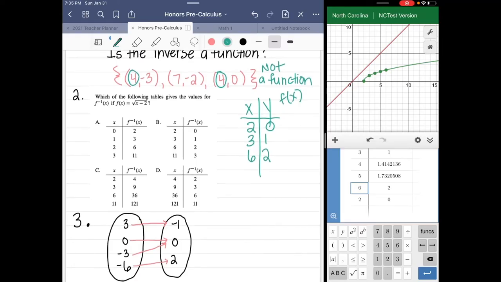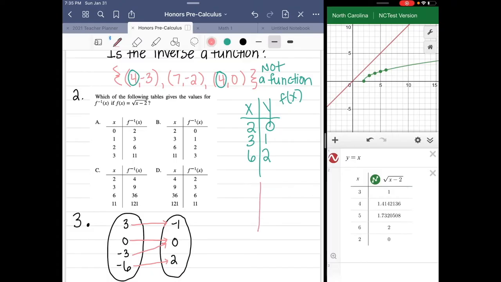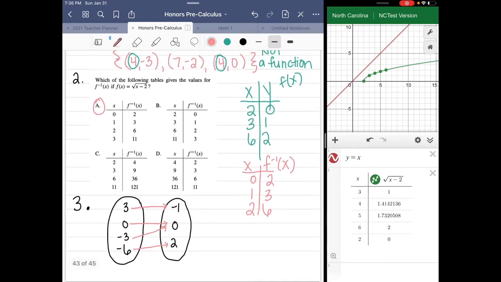We did this because now that we have our original function table, we can find our inverse. Remember, our inverse is what happens when we flip those values around. So if I had 2, 0, it's now going to be 0, 2. If I had 3, 1, it's now going to be 1, 3. If I had 6, 2, it's going to be 2, 6. So comparing this, I can see that the answer is A.